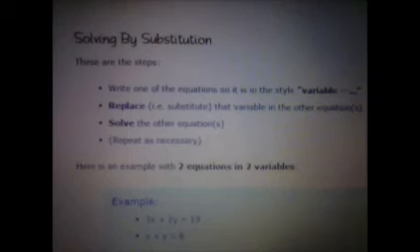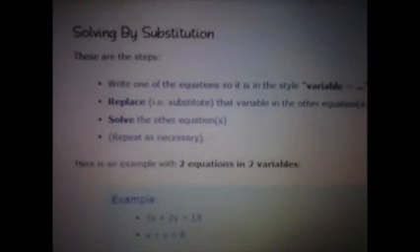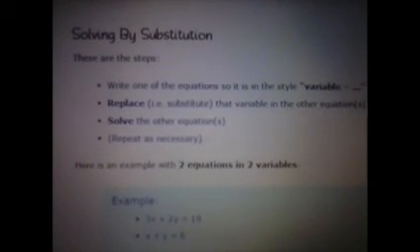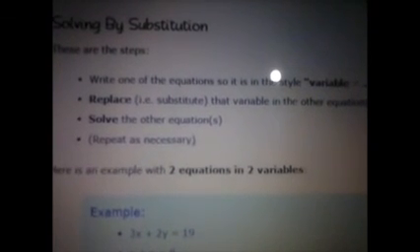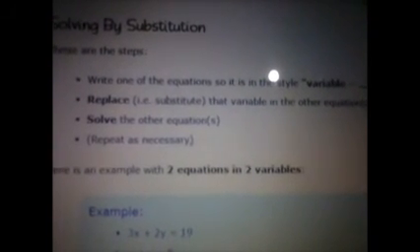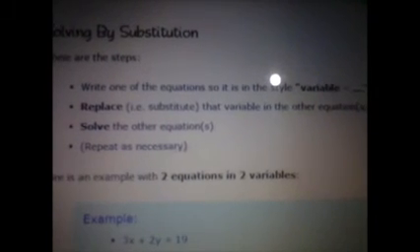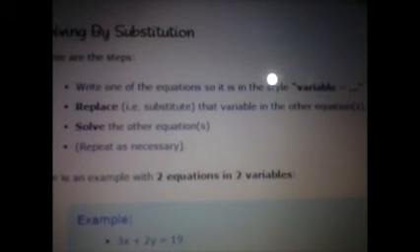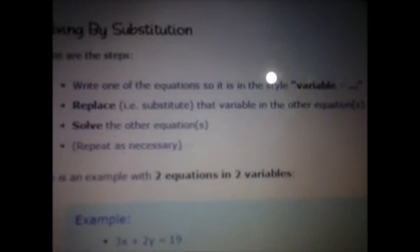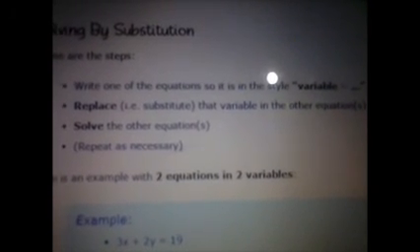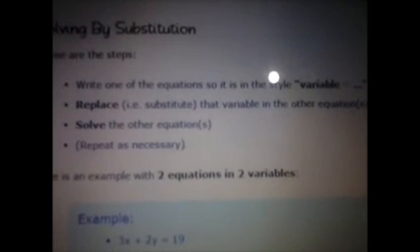Math is Fun also provides system of linear equations in two variables. These are solving by substitution. These are some of the steps. Write one of the equations so it is in the style variable equals. Replace or substitute the variable in the other equations. Solve the other equations and repeat as necessary.